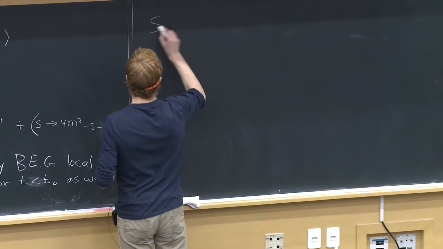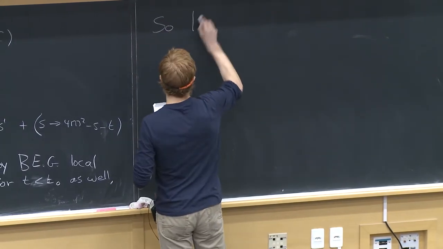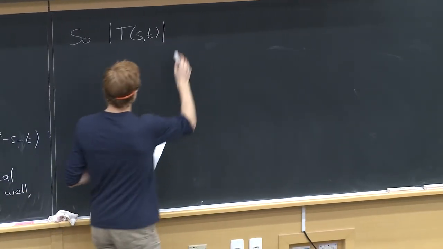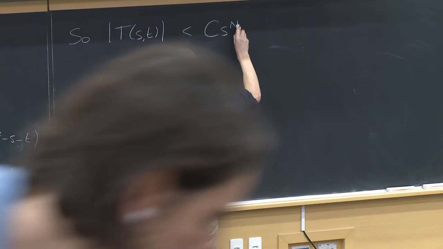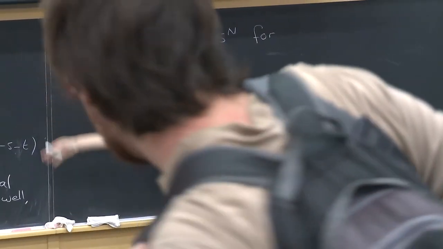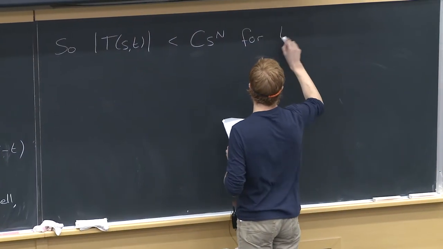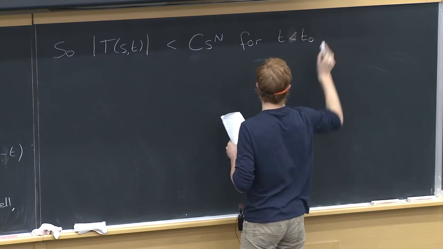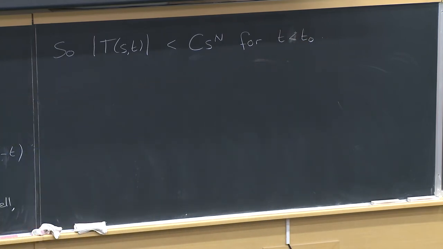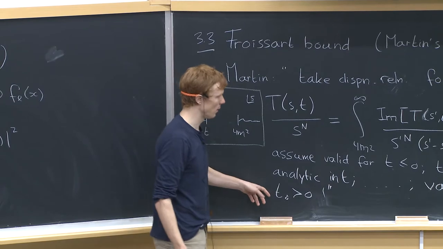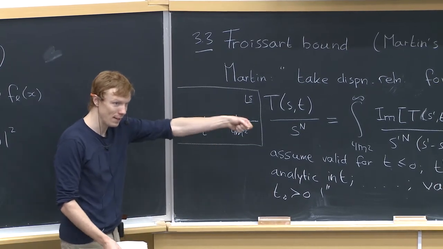So this was Martin's result, and all we'll use is that the scattering amplitude is polynomially bounded. If you assume what I wrote here, then Martin shows that the scattering amplitude is polynomially bounded for t less than t naught. So in practice, you can say something about t naught in some cases. For example, you can show that t naught for pi-pi scattering is precisely the two-particle threshold in the t-channel, as you would expect.